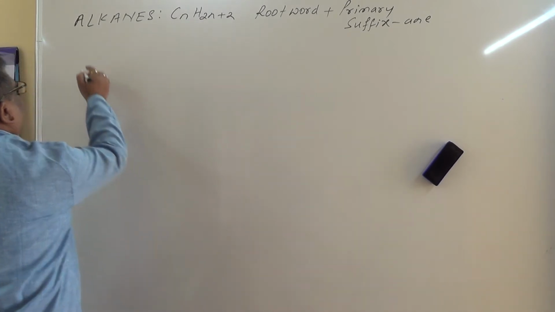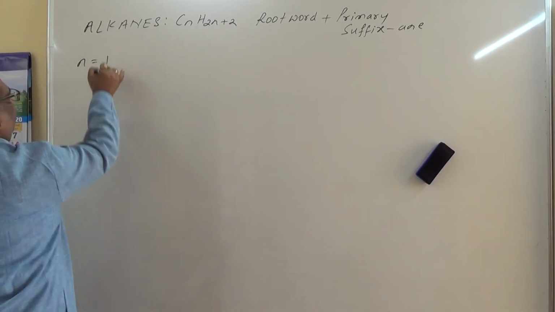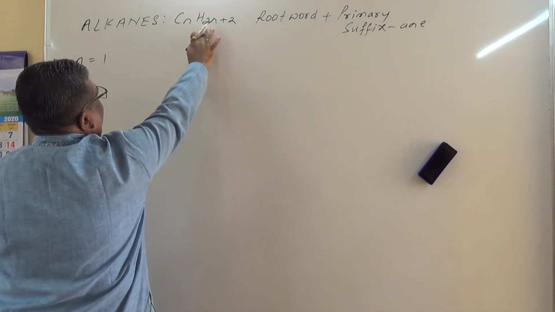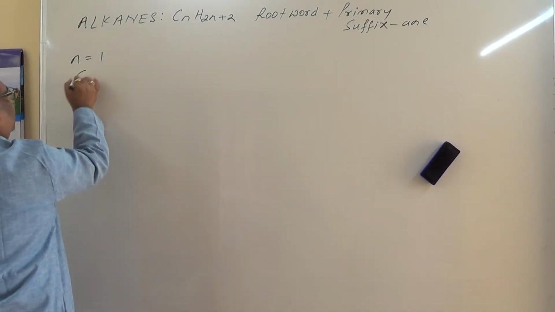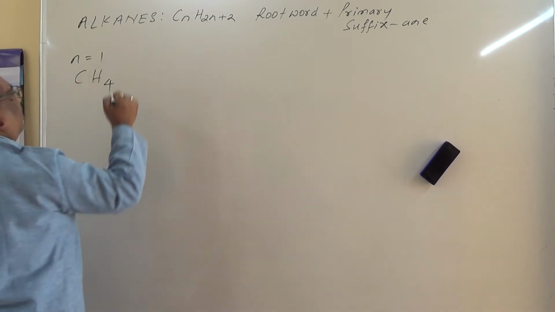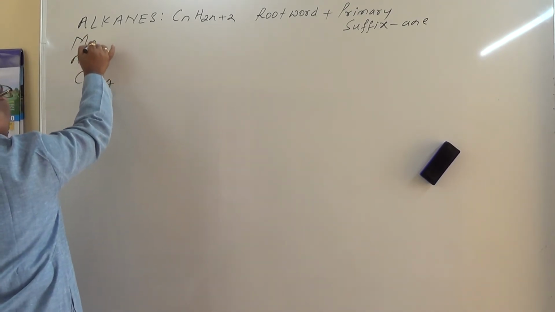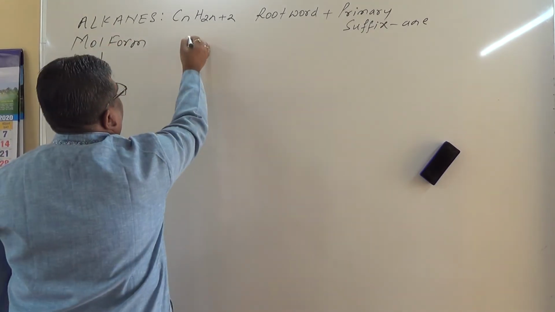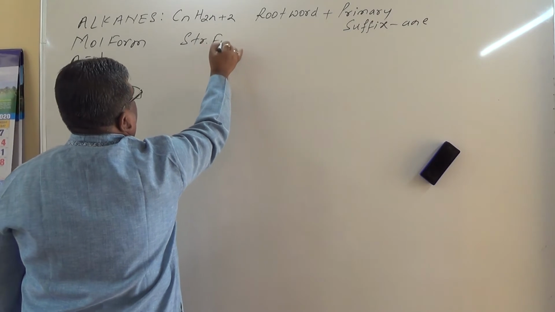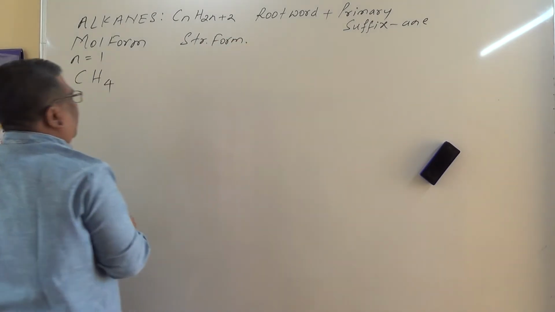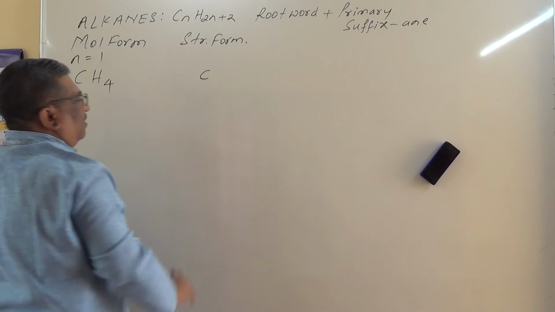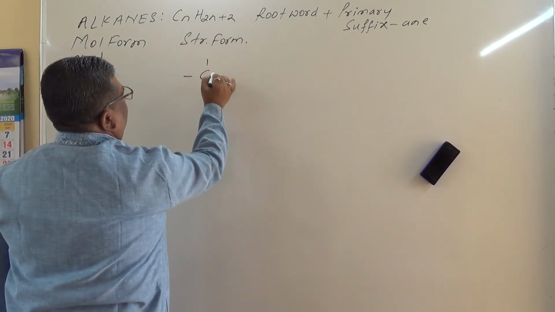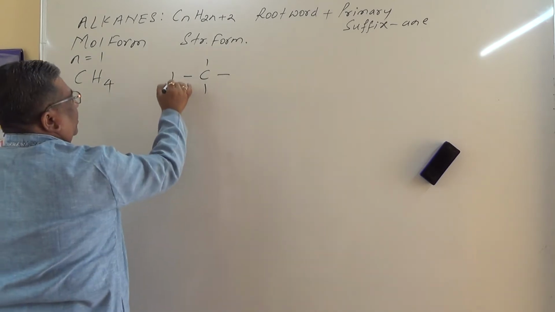So let us take n equals 1, the first compound. Apply the general formula: C1H(2 into 1 is 2, plus 2) is 4, CH4. So this is the molecular formula. What is the structural formula? Place the carbon here and the 4 valencies are to be balanced: 1, 2, 3, 4. There are 4 hydrogen atoms. Write them.